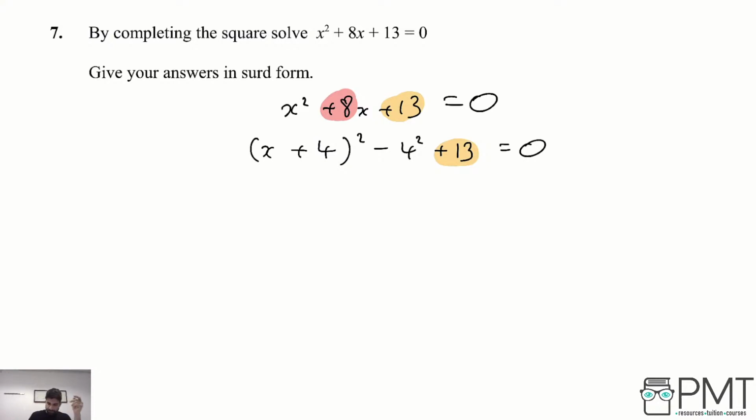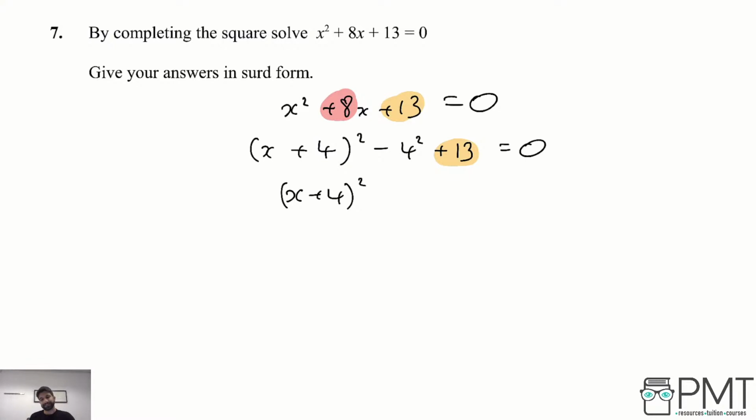We have it as x plus 4 squared. So remember, we want to leave x on its own. So move everything to the other side, or add and subtract the opposites. Let me write it down. Let me not skip two steps at a time.